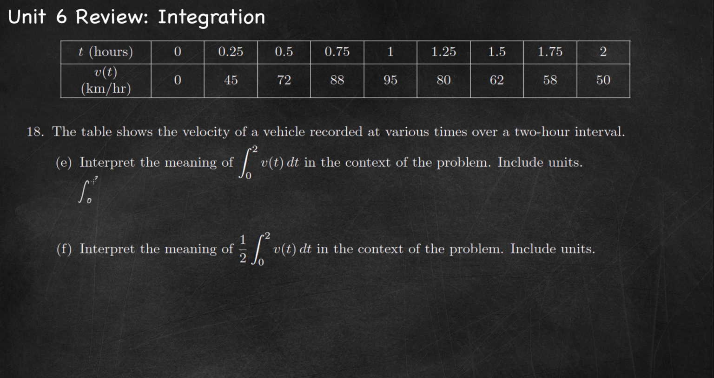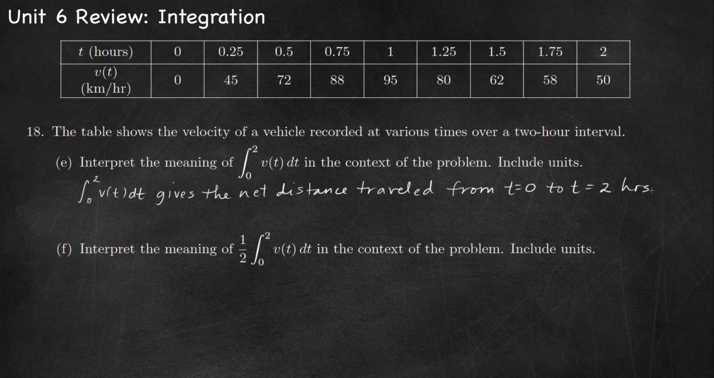So the integral from 0 to 2 of v(t) dt gives the net distance traveled from t equals 0 to t equals 2 hours. And I didn't work the units in there. So the net distance traveled, the units there would be kilometers. So let me just insert that here, in kilometers, from time t equals 0 to t equals 2 hours.